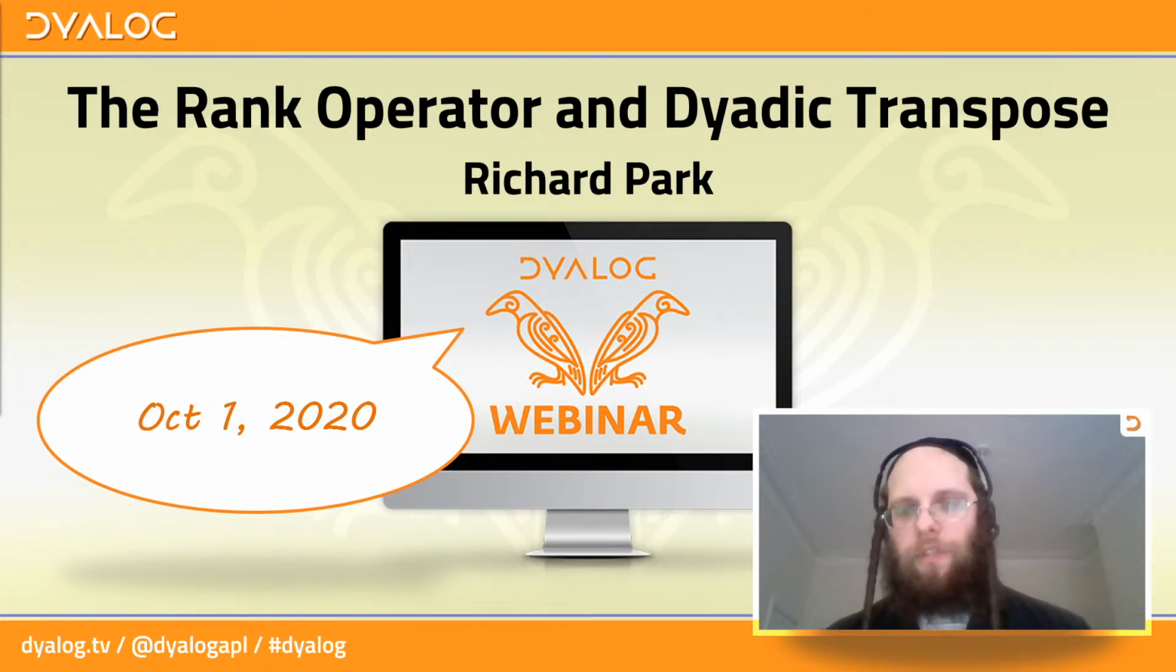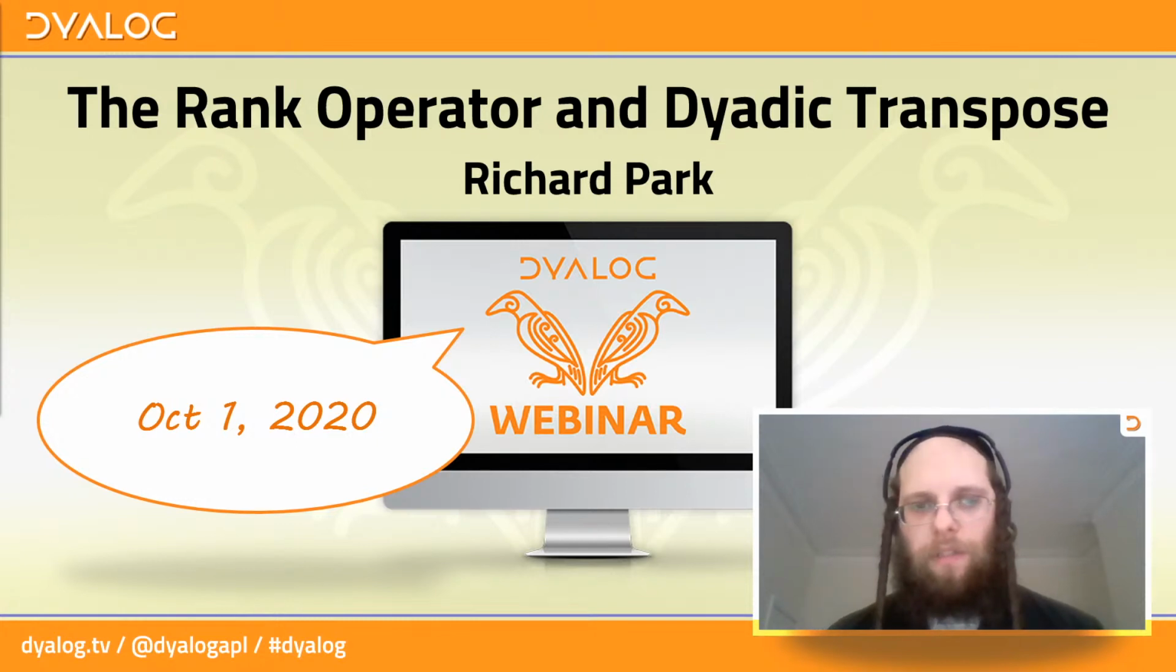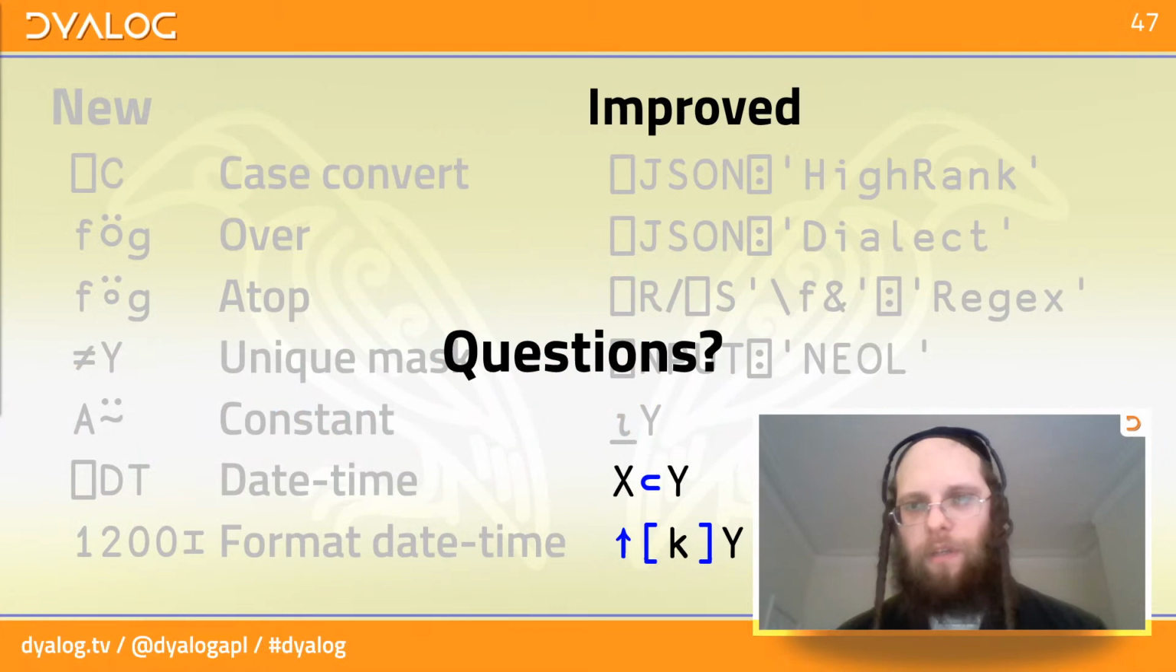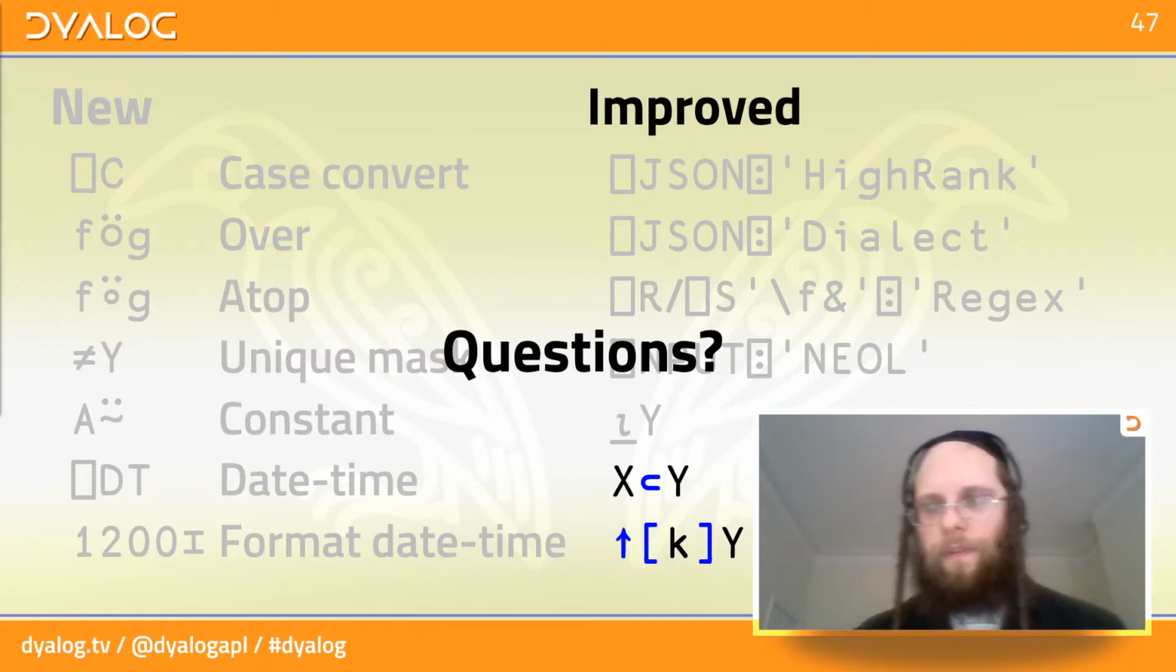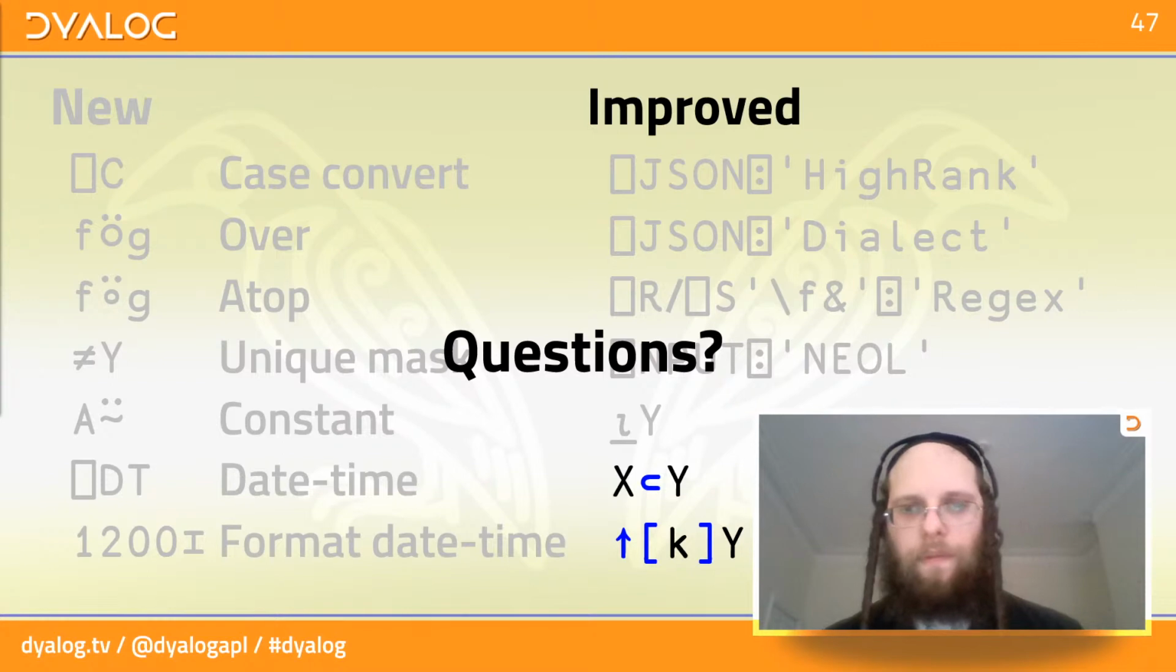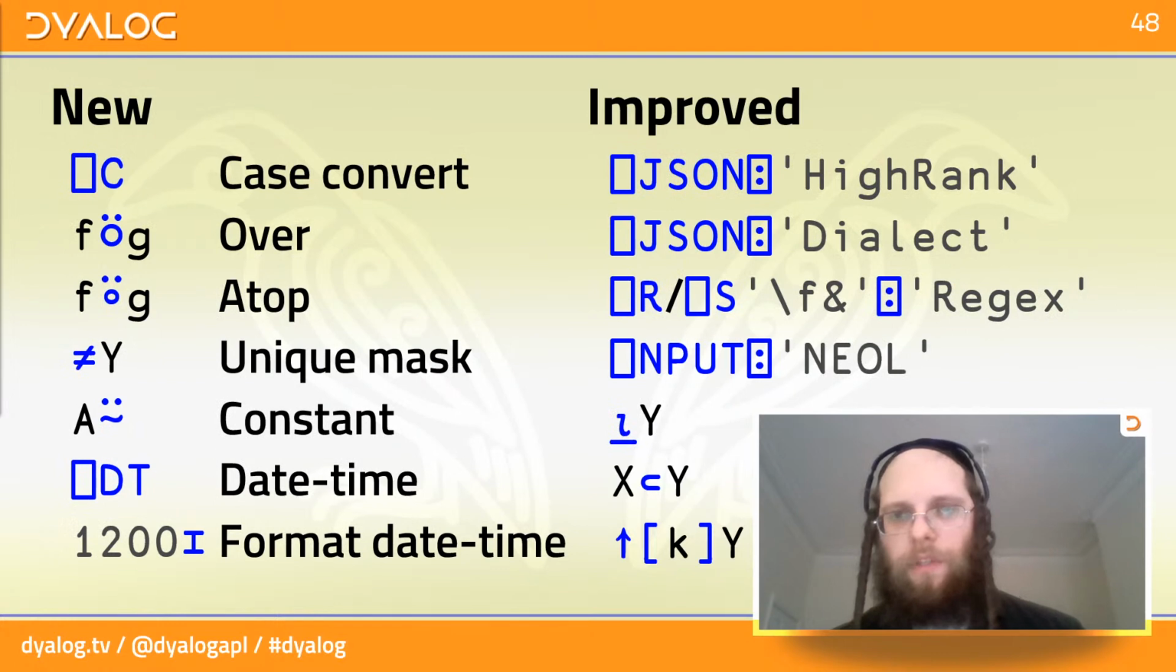So, that's what I wanted to go through today. I know it's complicated stuff, but of course you can always go back and look at it again. Please ask any questions you might have in chat about these two. So, this concludes my going through all the new and improved language features of Dyalog APL version 18.0.